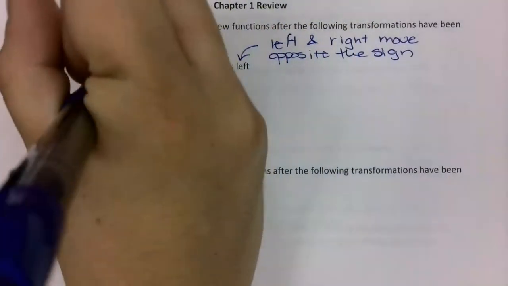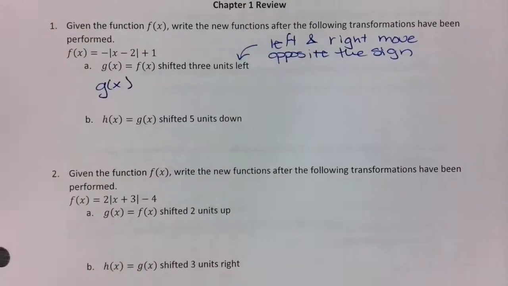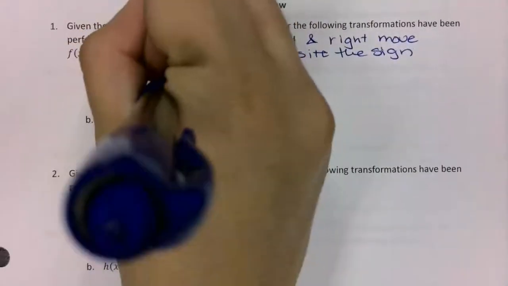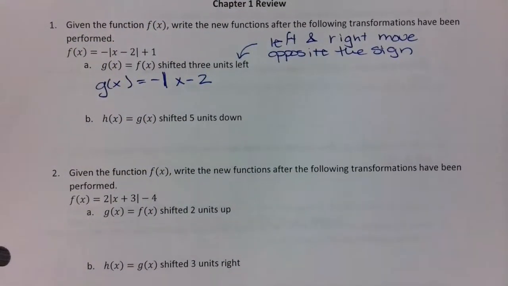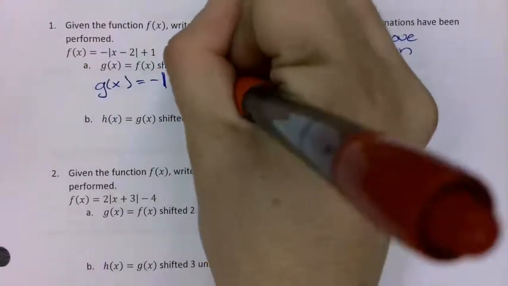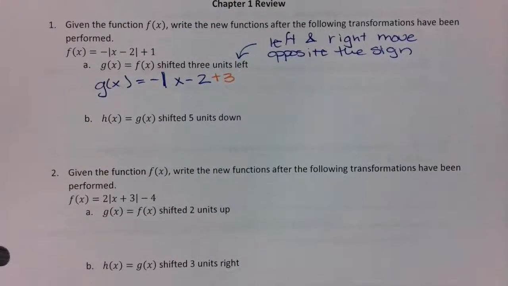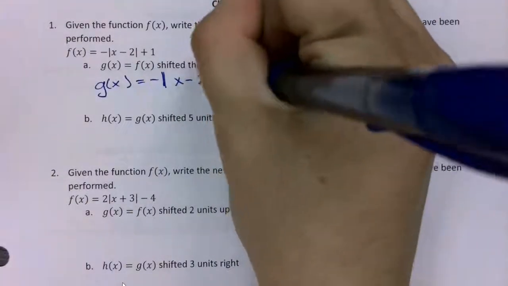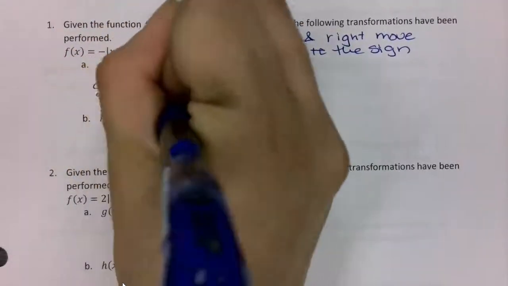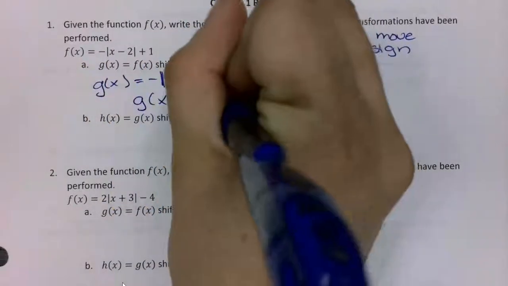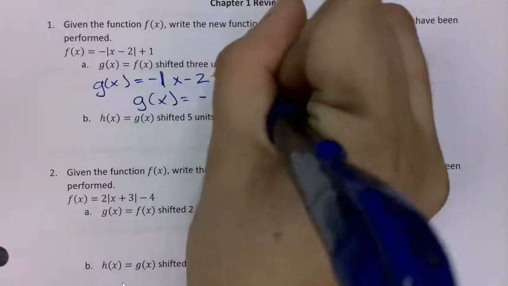So what I'm going to do is name my new function g of x, and then I'm going to write that first part up until the -2, because that's not changing, but it is moving 3 units left, so I'm going to add 3, and this also goes inside the function. The +1 is still there at the end. So then I still need to do the math on the inside. So -2 plus 3 is going to be +1.